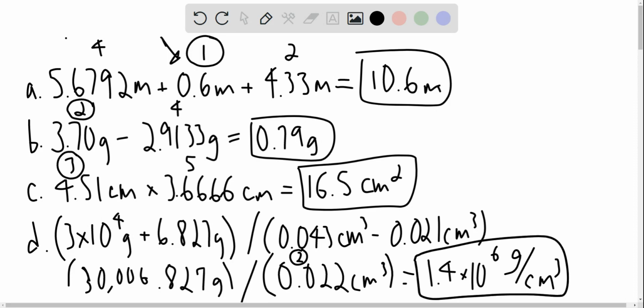Okay, so that's this question basically, and yeah, I hope this helped you understand sig figs and just calculation stuff in general. Yeah, thanks for listening.